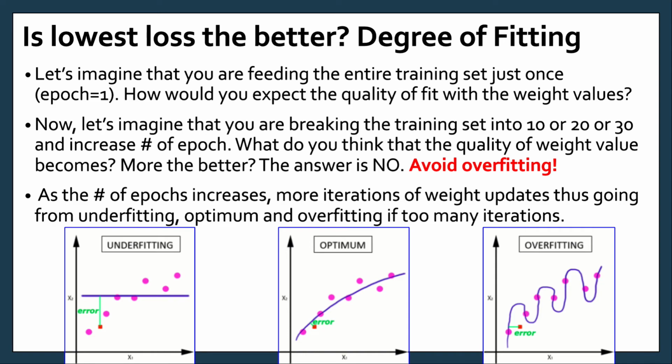So let's imagine you're feeding the entire training set just one epoch, one batch, right? One time. How would you expect the quality of fit with the weight values? And let's say you imagine that you are breaking the training set into 10, 20, 30, and an increased number of epochs. What do you think the quality of the weight values becomes? The more the better? The answer is no, because you want to avoid overfitting, right? As the number of epochs increases, with more iterations of weight updates, you go from underfitting, to optimum, to overfitting, right?